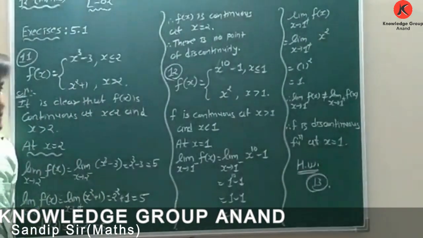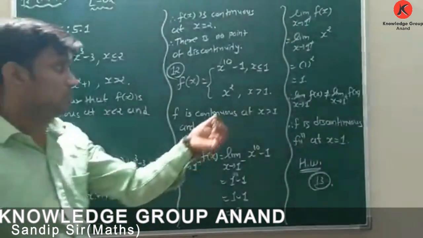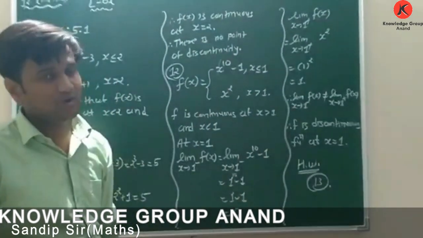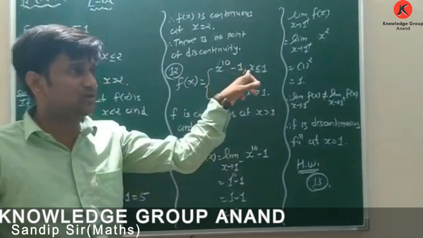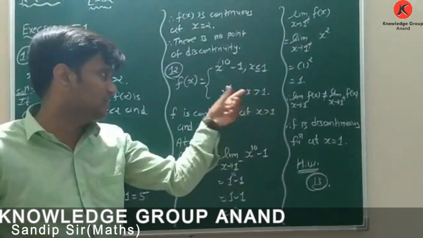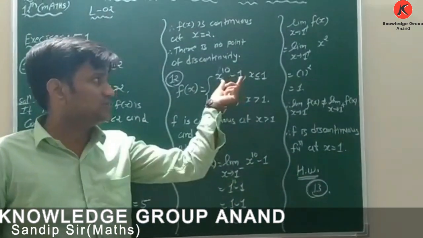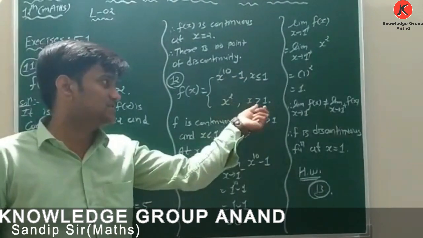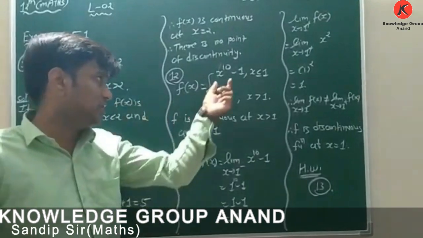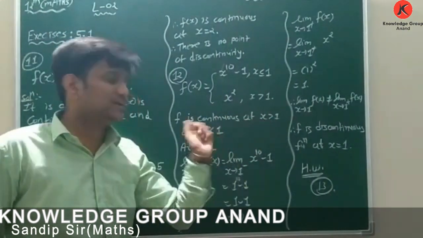Same way, example number 12, f of x is equal to x raised to 10 minus 1 for x less than or equal to 1, and x square for x greater than 1. Again it is clear that for all values of x less than 1 and for all values of x greater than 1, the given function is continuous, because for x less than 1 the function will be this, and for x greater than 1 the function will be this. That means the definition of continuity exists, so we can say that f is continuous for x greater than 1 and x less than 1.